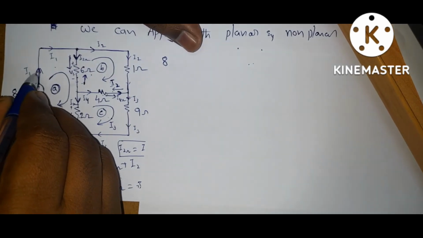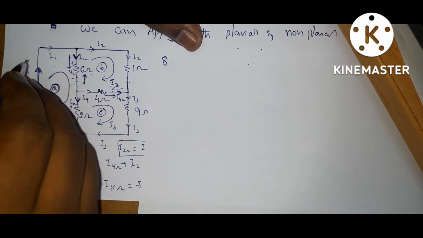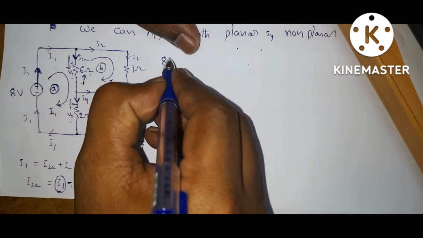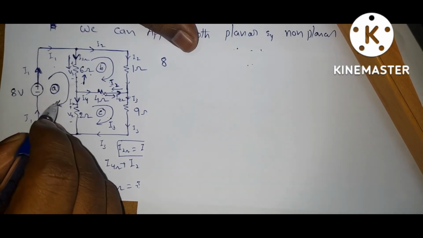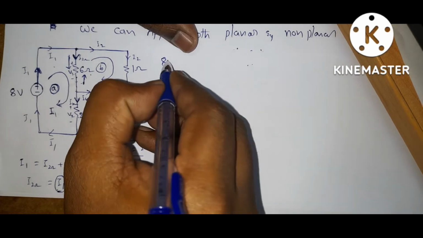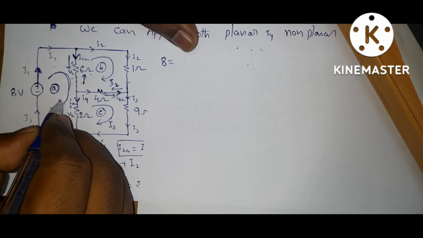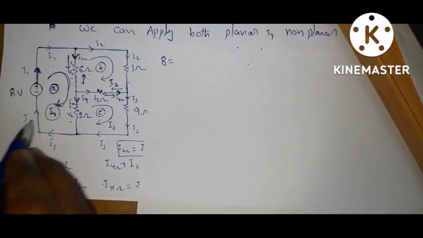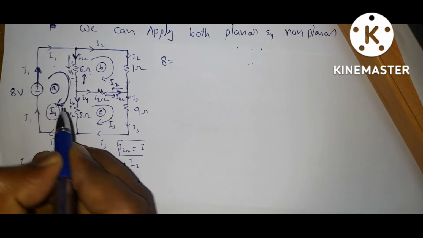If current is leaving from the source, only in mesh analysis, not in KVL. If current is leaving from the source, let it be positive 8. Is there any sources connecting to this mesh? There is no sources connecting to this mesh. So 8 is equal to, if you consider this mesh, here I1 is the leading current. That means it is the king of this mesh.